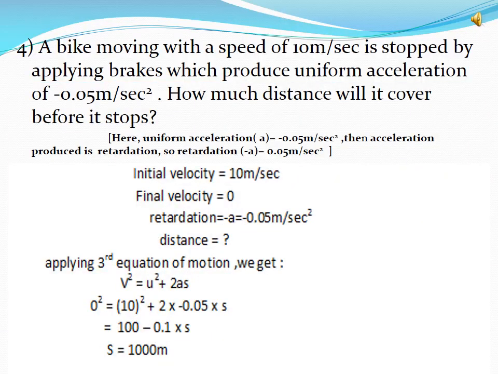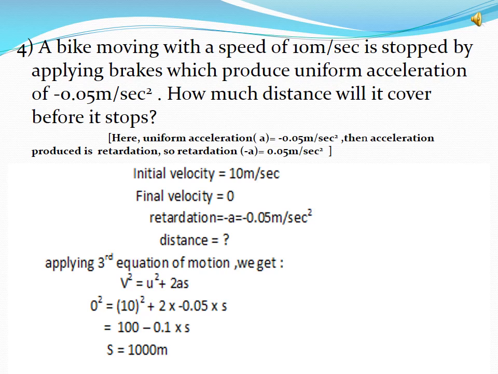Next, we are going to the fourth question. The question is, a bike moving with a speed of 10 meter per second is stopped by applying brakes which produce uniform acceleration of minus 0.05 meter per second square. How much distance will it cover before it stops?